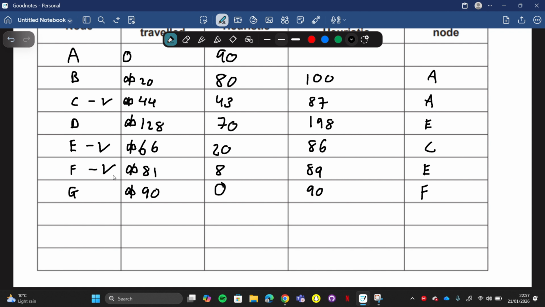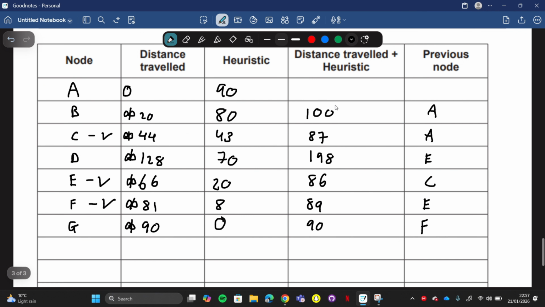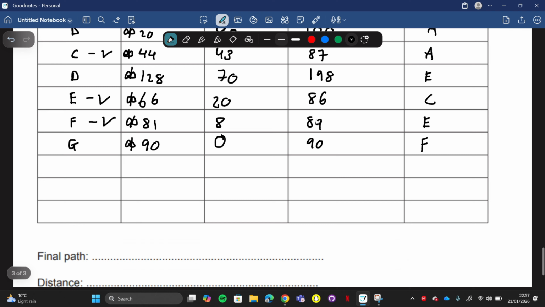So we can mark F as visited. Now, this is where A star is really becoming apparent to be better than Dijkstra's. We didn't see it in the simple example, but now, G has the lowest weight of unvisited nodes. It has the lowest distance plus heuristic of 90 compared to 198 and 100. So now that we've reached our destination, we just stop.